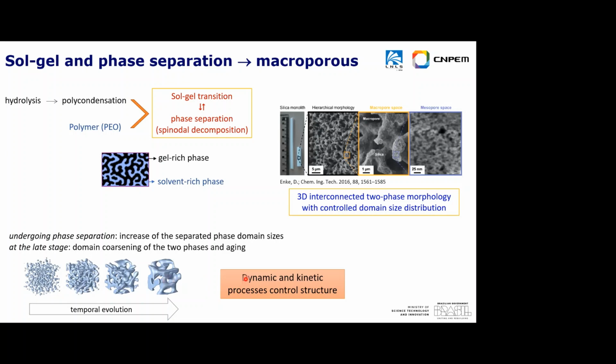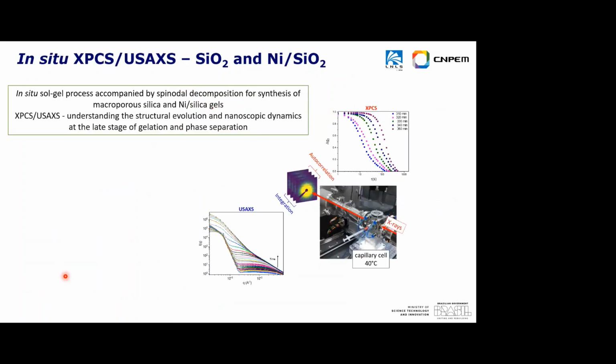So we are interested in understanding the dynamics and the kinetics of this process to be able to control the structure and have the different pore sizes that you want, for example. For this, we combine USAXS and XPCS at the Catherine beamline. We study this in situ during the formation of the gel and the phase separation. We have a capillary cell with temperature control, so we can cool down and also heat the sample. This is all in vacuum, like SAXS.